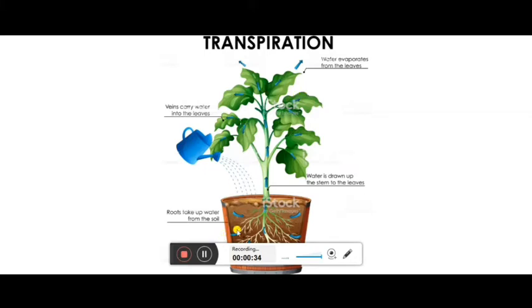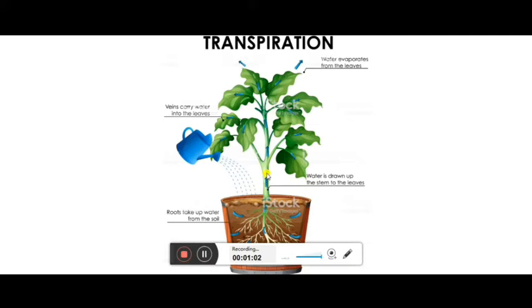Okay. So here in this picture you can see that the plant is planted in a pot. Okay. And the roots are embedded in the soil. So when water is poured on it, the roots take up water from the soil. As you see the arrow, this plant is a herbaceous one, and you can see the movement of water into the plant. So the water is drawn up the stem to the leaves.